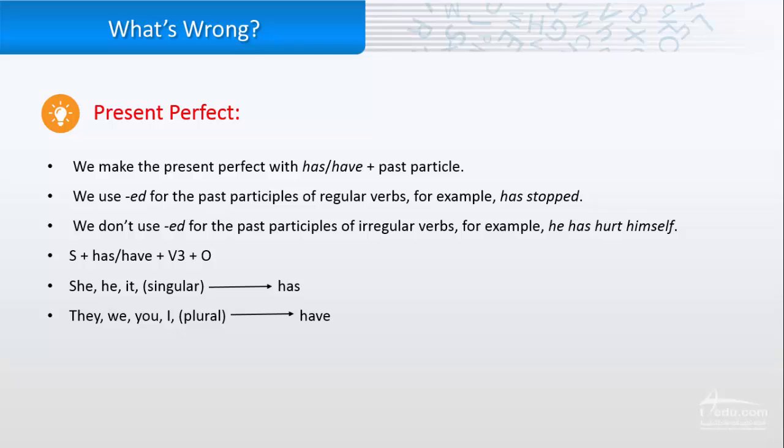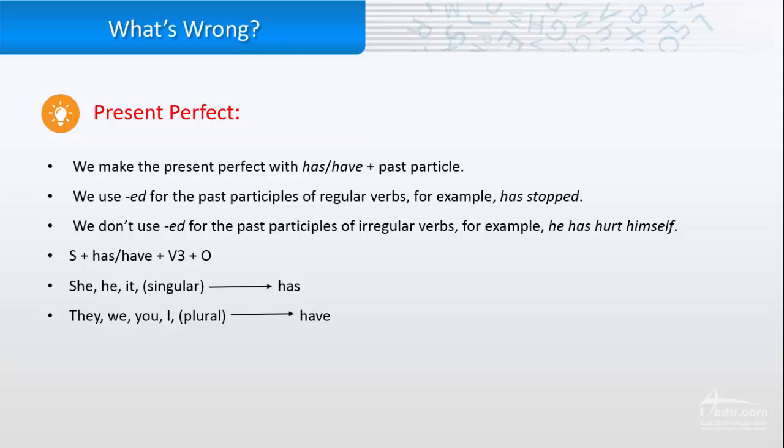The present perfect. We make the present perfect with has and have plus the past participle. So this is how we form the present perfect. We use ed for the past participles of regular verbs. For example, has stopped. So we just add ed. We don't use ed for the past participles of irregular verbs. For example, he has hurt himself. Hurt here, we didn't use the ed because it's an irregular verb.